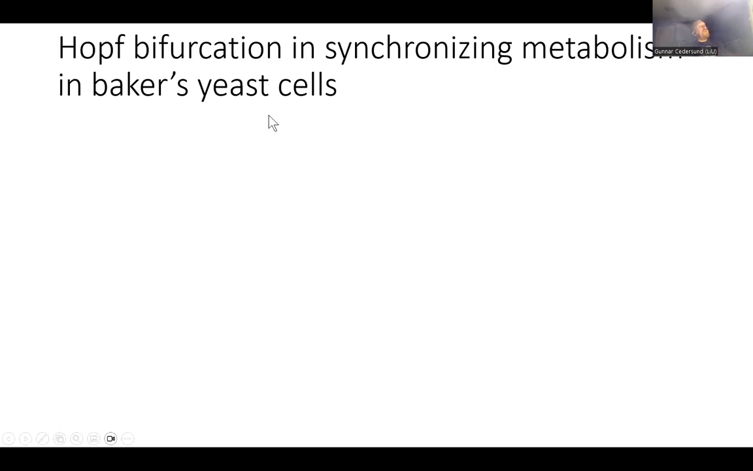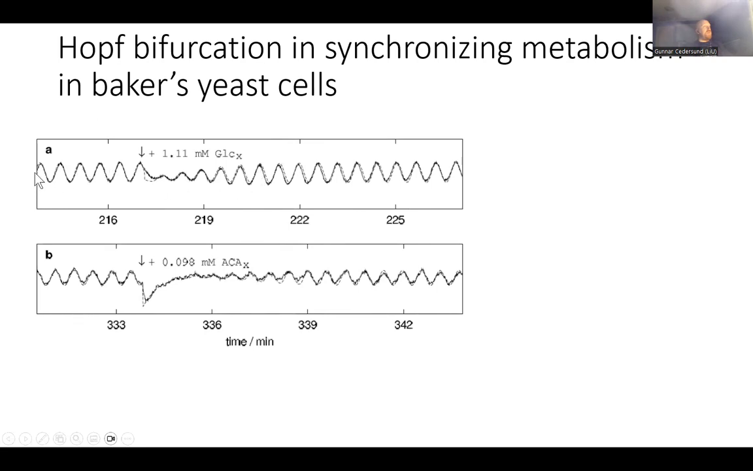So let's just give an example showing that these types of things actually appear in nature. Here is a Hopf bifurcation from synchronizing metabolism in a baker's yeast cell, Saccharomyces cerevisiae. And here we see oscillations. Here we're looking at NADH. And here we do a perturbation, so we move away from the limit cycle for a while because we are perturbed. But then very rapidly we come back again.